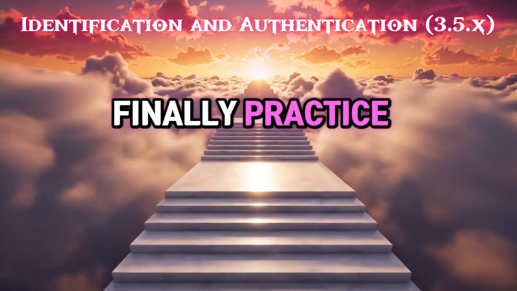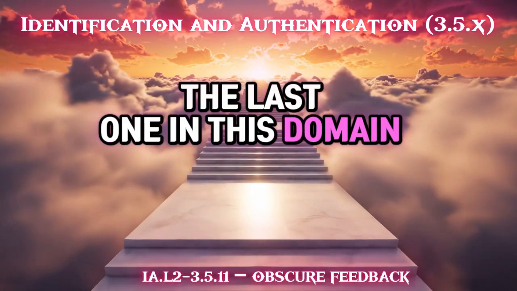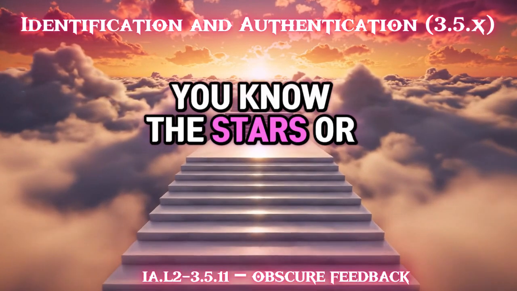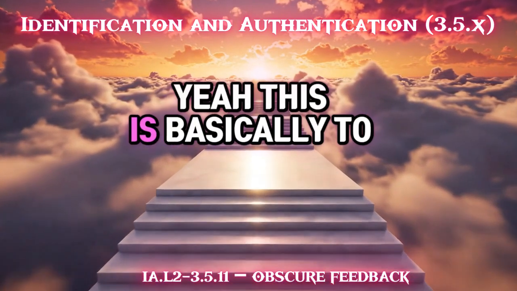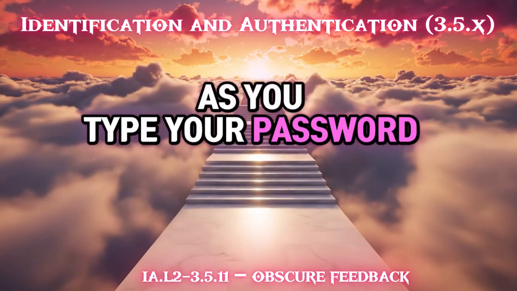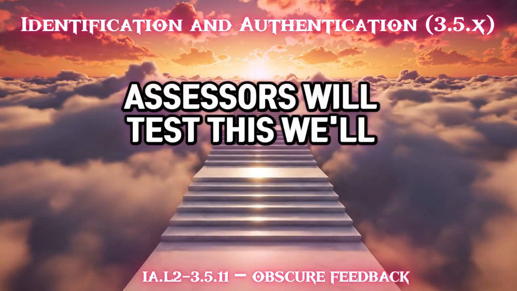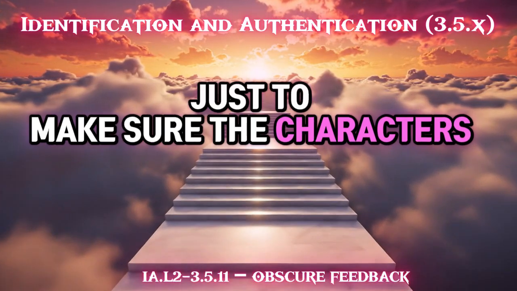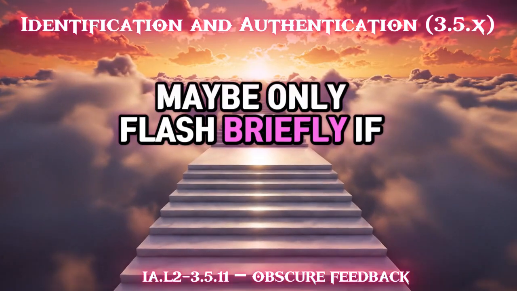Okay, finally, practice 3.5.11, the last one in this domain. Obscure feedback, making sure the authentication info is hidden, the stars or dots when you type it in. Yeah, this is basically to stop shoulder surfing, right? Someone looking over your shoulder as you type your password. Assessors will test this. They'll try logging into workstations, secure websites, mobile apps, just to make sure the characters are hidden, maybe only flash briefly, if at all.